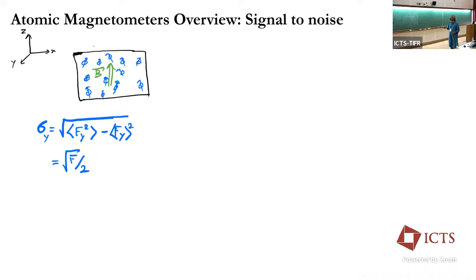So now comes the noise. How much noise am I measuring? Since I'm measuring this operator, I'm asking what the fluctuation is. You can directly calculate from here Fy squared. It's a little bit of algebra in those states. And you find that the noise is square root of F over 2.